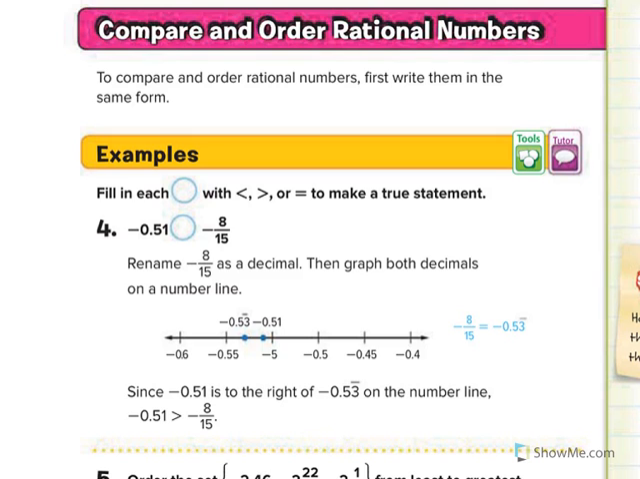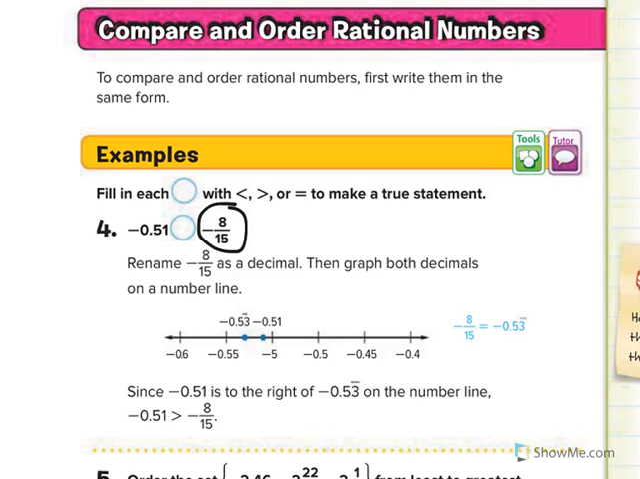I can't compare these when they're not in the same format. It's always easiest to change fractions to decimals, because then you can just compare place values as opposed to having to find a common denominator with decimals, right? So the easiest thing to do is to rename negative 8 fifteenths as a decimal. In order to do that, you may have to do some long division, which you have to do here.